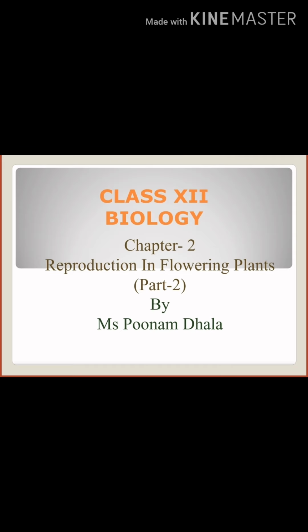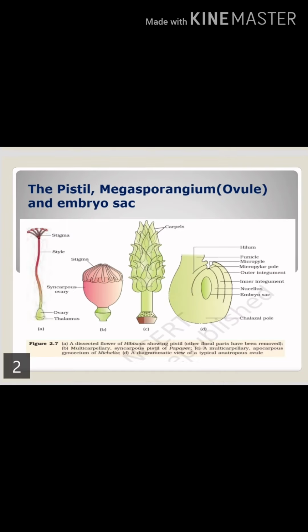That's the Gynoecium. Gynoecium is the female reproductive part of the flower. It is also called the pistil. Under the Gynoecium we will be talking about megasporogenesis, meaning the ovule and the embryo sac. So today our topic will be the Gynoecium, the female reproductive part of the flower.